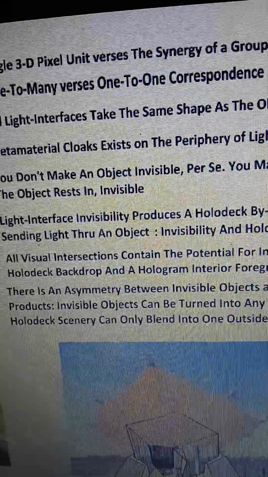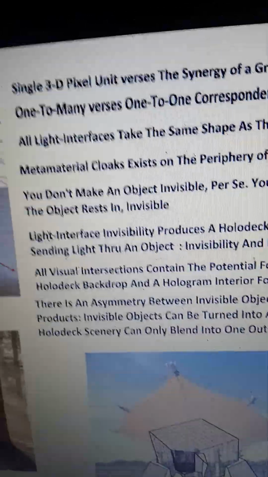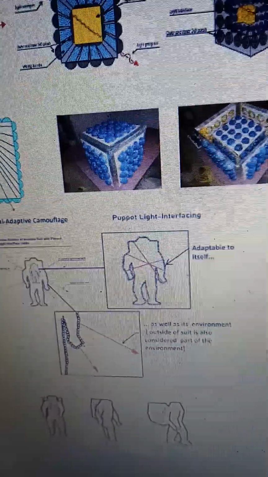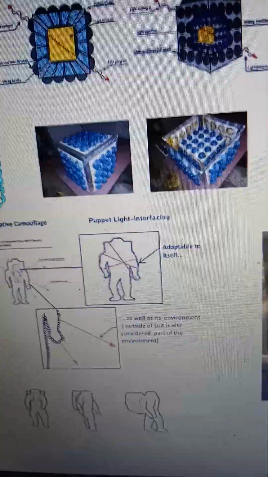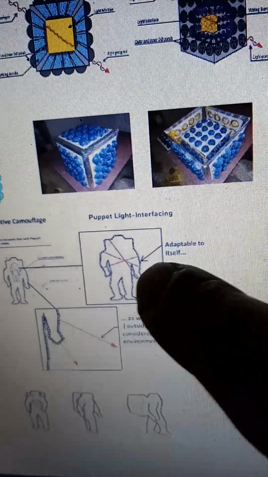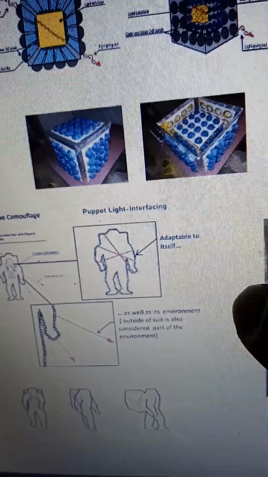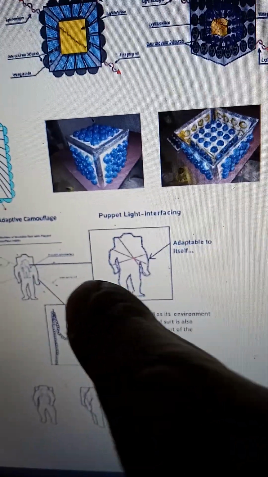You don't make an object invisible per se. You make the space that the object rests in invisible. What I mean by that is that you can generalize any object shape into a sphere or a general shape. And light does that for you when it comes out, when it radiates. It automatically makes anything spherical. Spherical radiation. That's the only way you can make something invisible.